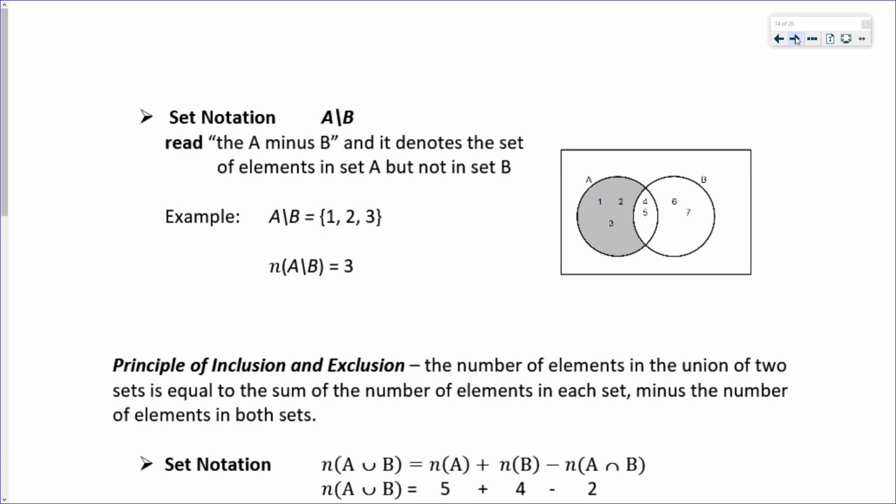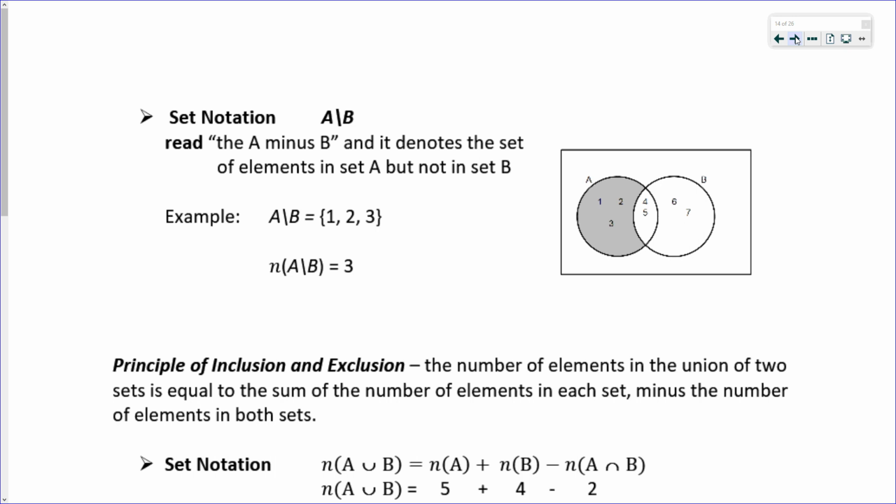Now the last one here is A slash B, and this is A minus B. What this is showing are the elements that are just found in A, so everything that's in A excluding what's found in B.